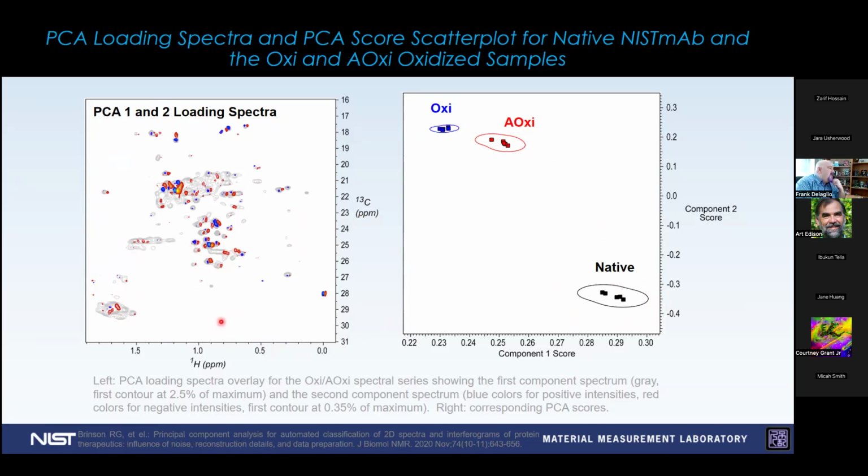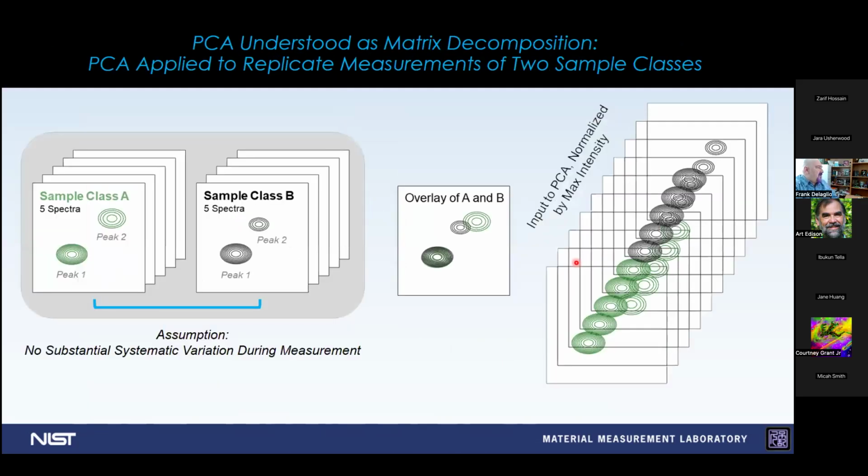So the first component here, which is drawn in gray, you could think of as all the places where the samples have intensity in common. And the parts that are drawn in red and blue are parts of the higher components. And those are parts of the spectra that are different between these different classes. So how does this all work? Let's look at a little simple simulated case where we have two replicate sets, just like we're talking about. The spectra have one peak in common and one peak that's a little different, and we have a bunch of replicates of each one. So we have a spectral series like this.